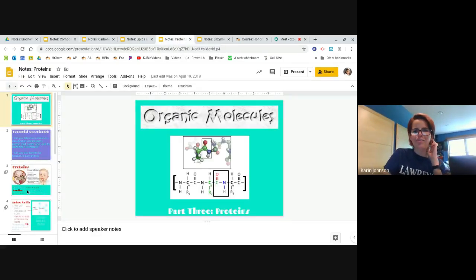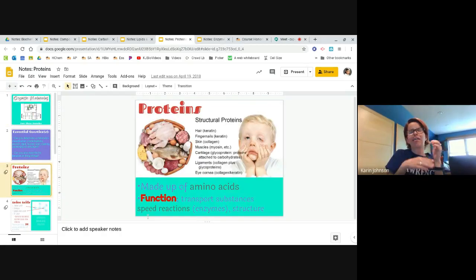Proteins is actually the hardest one to come up with a function because proteins are everywhere in your body and they do a bajillion different things. They're involved in structure. So that picture indicates your hair is made of protein, your fingernails are made of protein, but they also do really important jobs in your body. And they are also all of our enzymes. So enzymes speed reactions up in your body so that you have so many chemical reactions happening in your body, and the enzymes are what are allowing it to happen super fast.